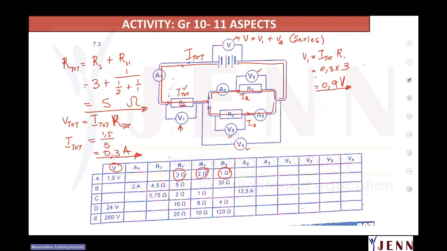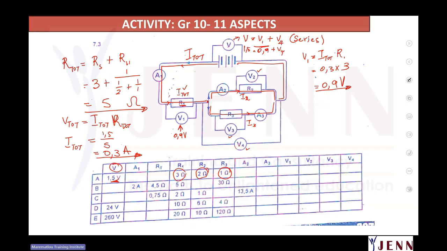If I now know that this is 0.9 volts, and from there we have already highlighted that the total potential difference, the EMF, is equal to V1 plus V4. So we can get the reading on V4 because we have V1. V total is 1.5, it was given to us here. We saw it there. And V1, we have calculated, is 0.9, plus V4.